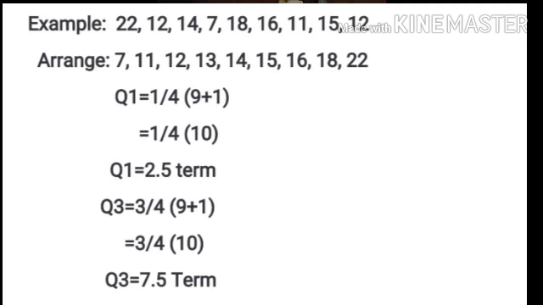Calculation of Q3 can be done as follows. Q3 equals 3 over 4 times (9 plus 1), so we copy the 3 over 4, and then 9 plus 1 equals 10. 10 divided by 4 equals 2.5, times 3 equals 7.5.